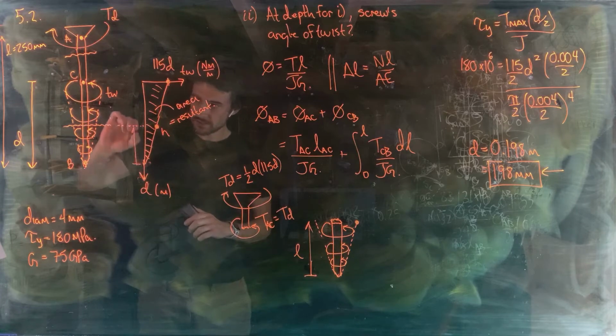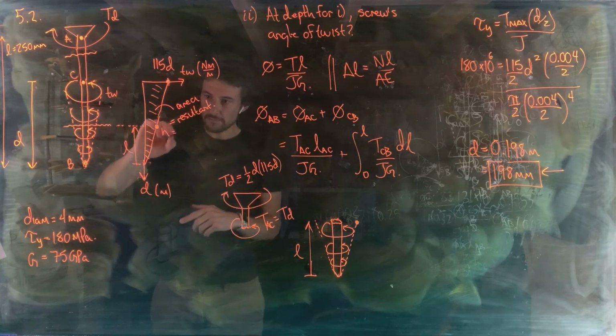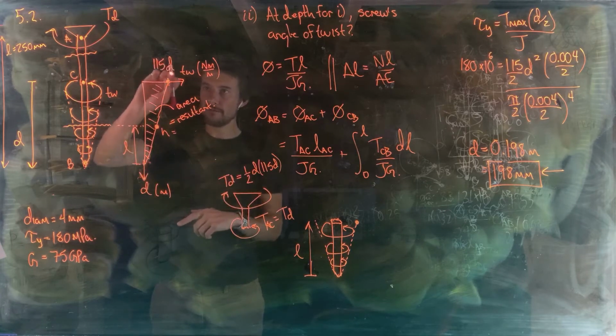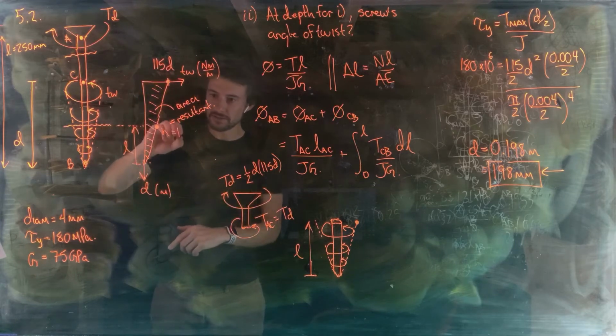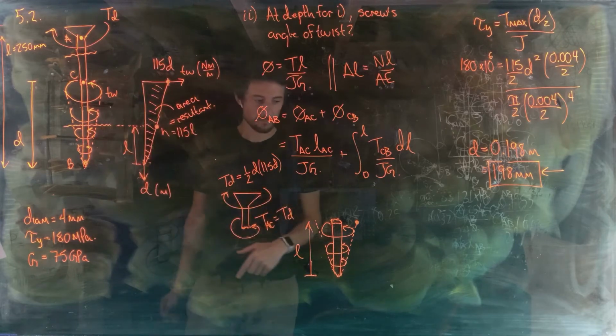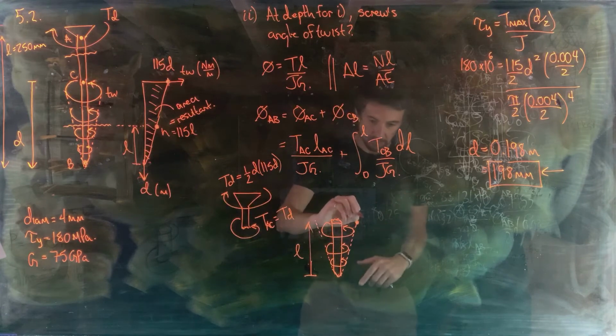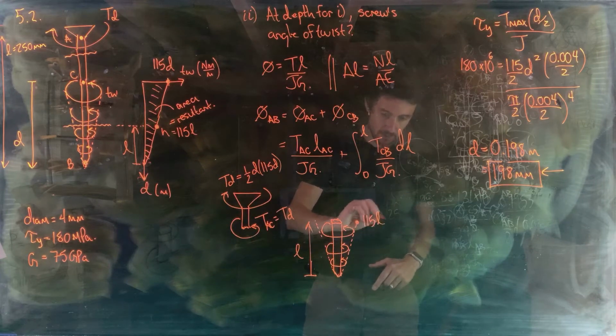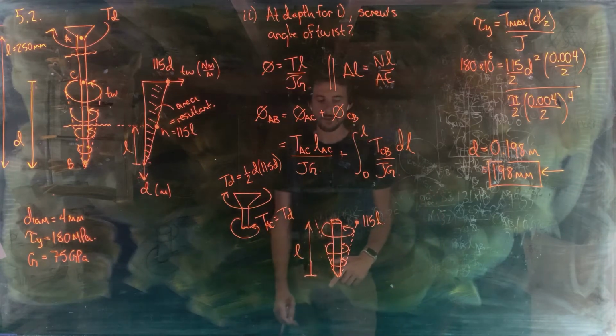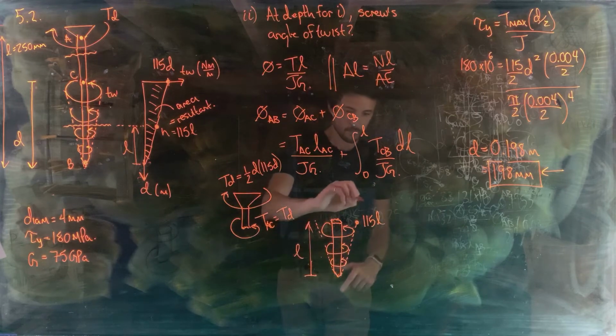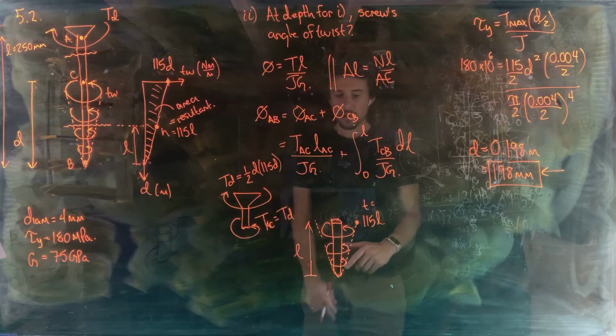Well, this is our distance L. So the value of H here would be 115 multiplied by whatever L is. So this is 115 L now. Okay, so this point here is 115 L, the value of the distributed torque there. Just label that as T.